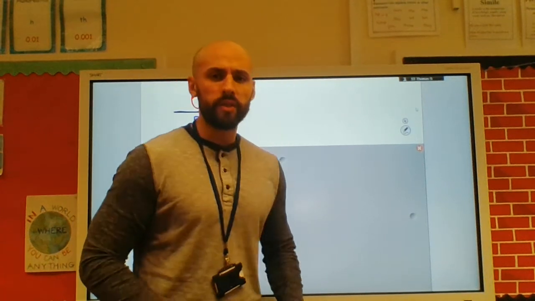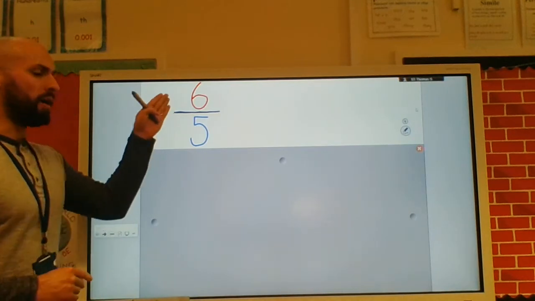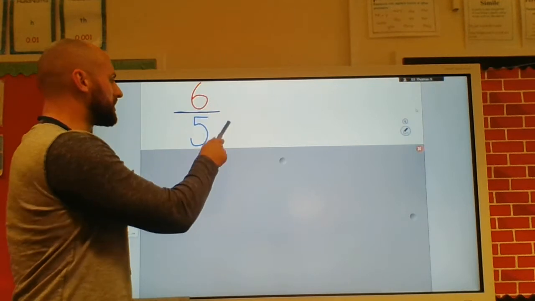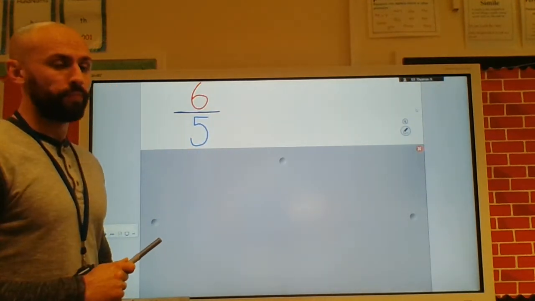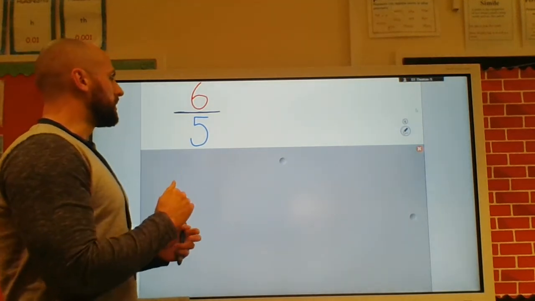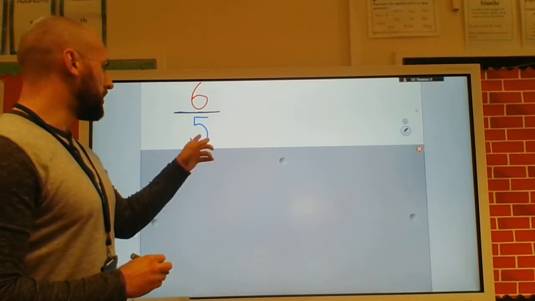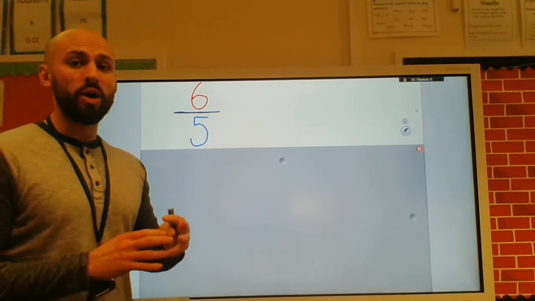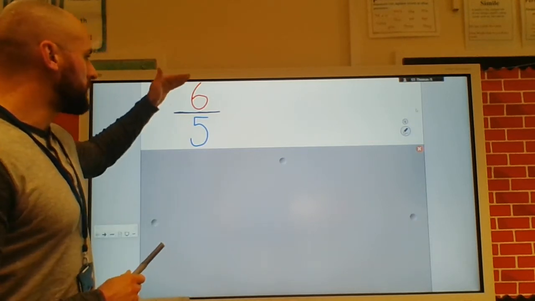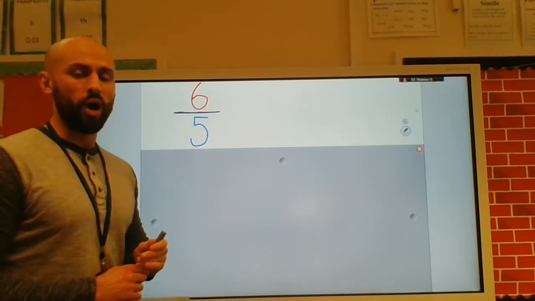Morning Year 5. So today we're actually moving on to fractions, and here I have an improper fraction. That means that the numerator is larger than the denominator. So the numerator, that is how many parts that you have, okay? And the denominator is how many parts there are to the whole. That's really, really key for this lesson. Numerator, how many parts you have. Denominator, how many parts to the whole.